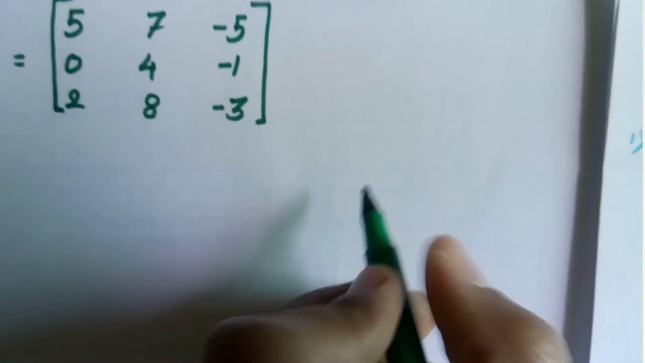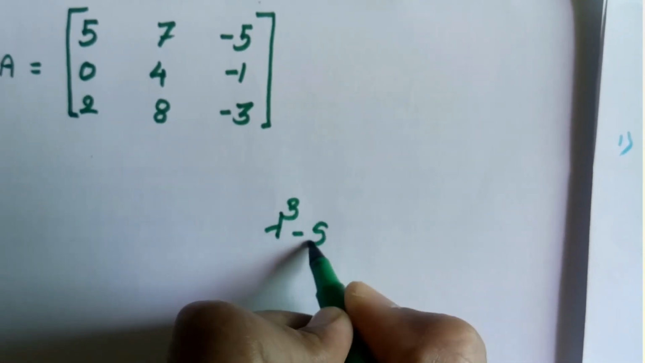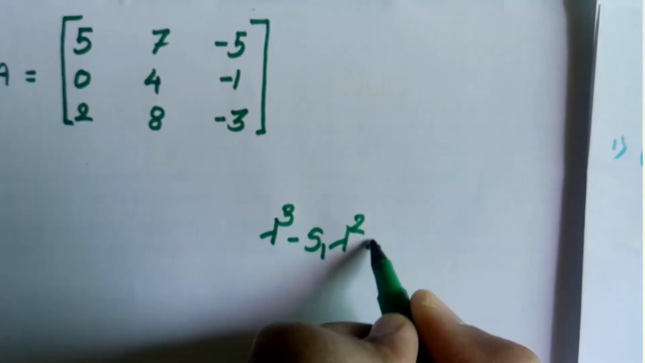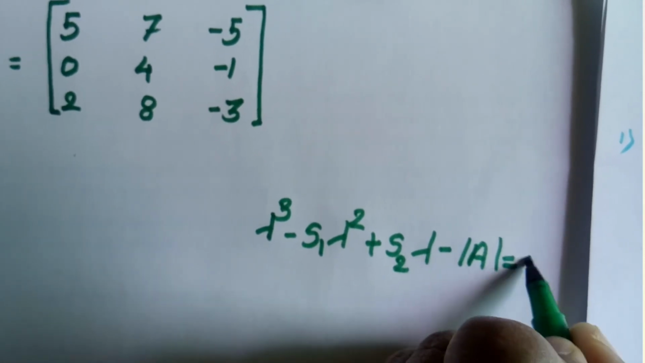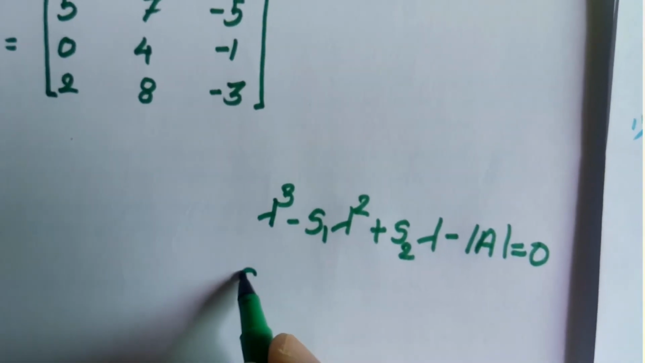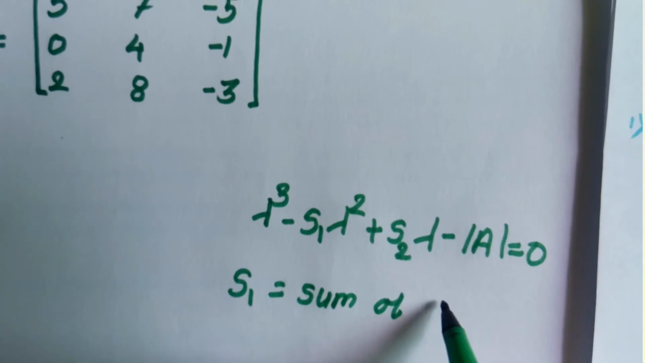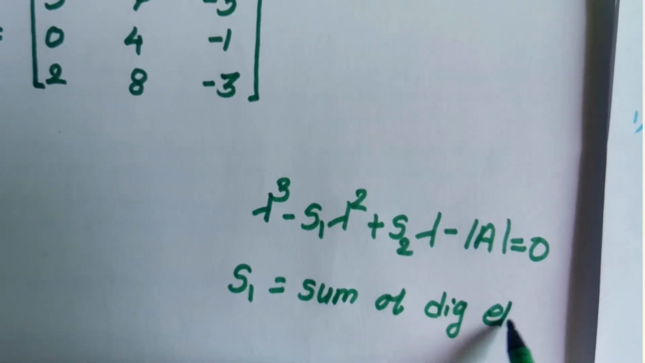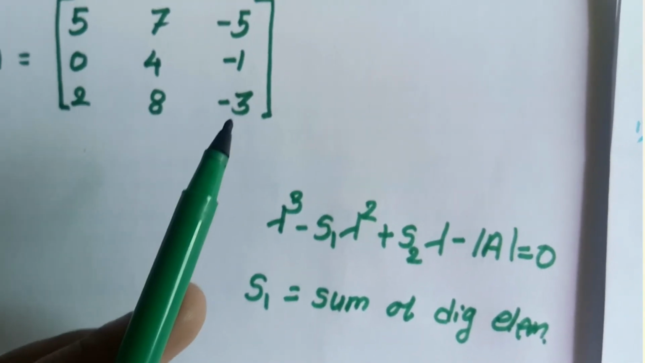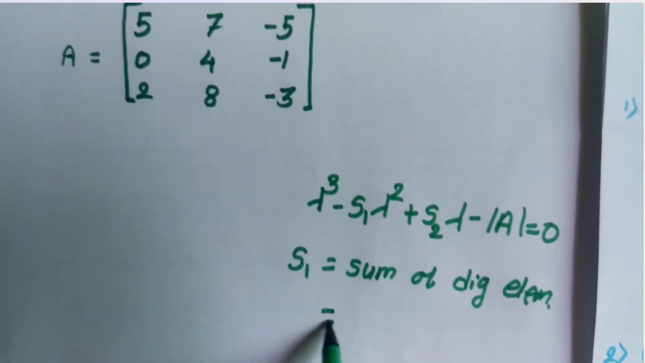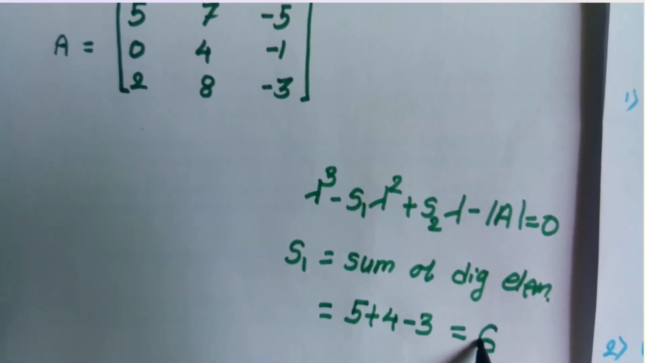The formula for the characteristic equation of a matrix of order 3x3 is lambda cube minus S1 lambda square plus S2 lambda minus determinant of A equals 0. Here S1 has the same meaning: S1 is nothing but the sum of the diagonal elements. Here the diagonal elements are 5, 4, minus 3. If we take the sum of the diagonal elements, 5 plus 4 minus 3, we get 6.